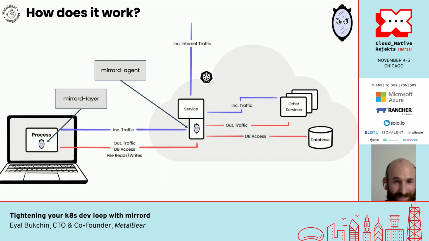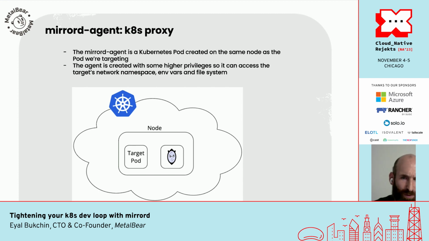So MirrorD has two main components. There's the layer, which is injected into the local process with LD preload, as I mentioned before, and the agent which runs in the cloud on the same node as the pod whose context you want to import. So the MirrorD agent is created whenever you start a MirrorD session. That is, you start running or debugging a local process with MirrorD. So the agent is created as a job. It can be automatically cleaned up at the end of execution with pods with some extra capabilities, so then they can access the target pod's file system, network traffic, and environment variables. It can also run on an ephemeral container, which is a relatively new Kubernetes feature, and those make things easier by not requiring some of the higher privileges.